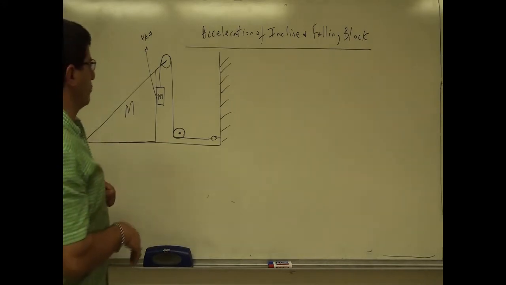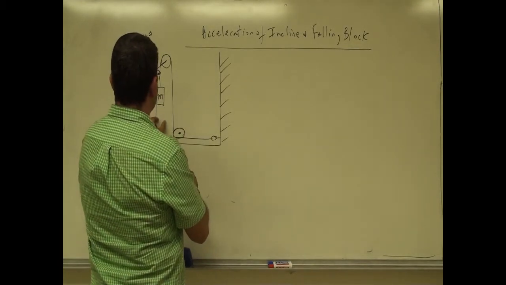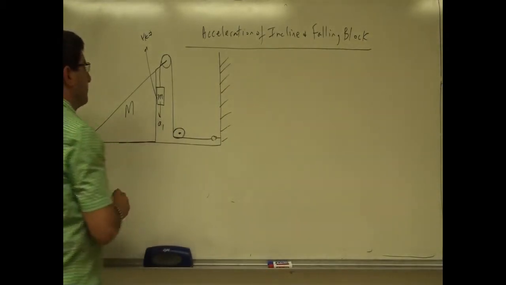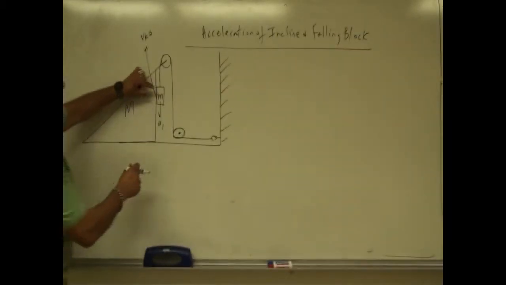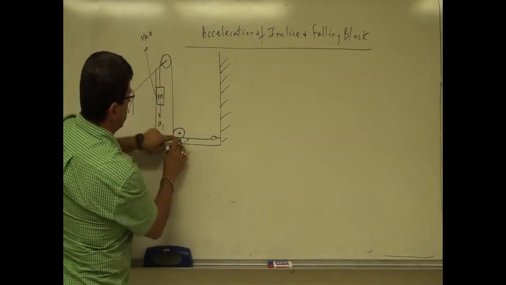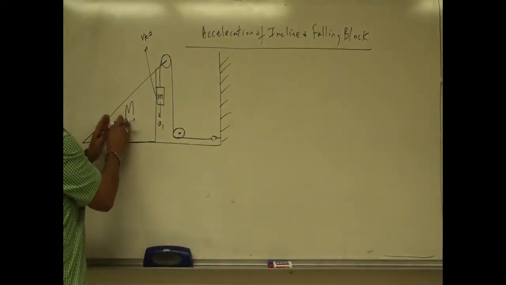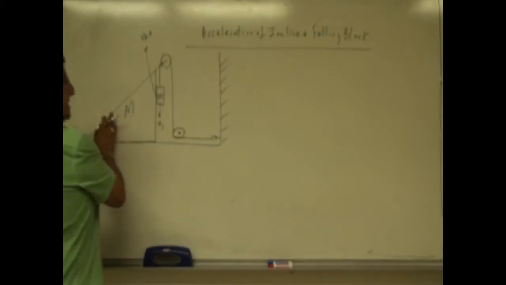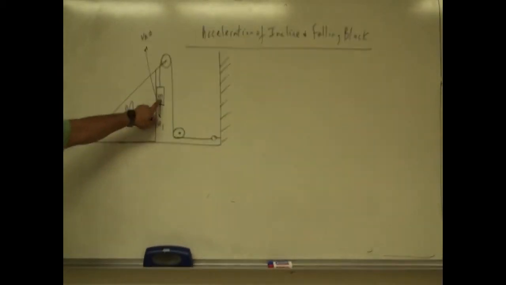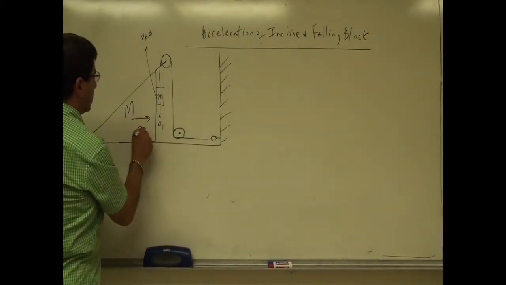So what's going to happen? Well, we can argue that this one, as it is falling, has a certain acceleration, we can call that a1. Then when this one falls, this string is going to go up, and then this pulley is going to get closer to the wall. So that means this big block, big M, is going to be going to the right with the same acceleration that the falling mass is going down.